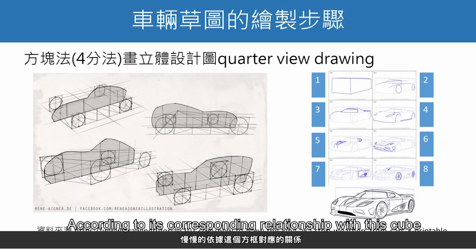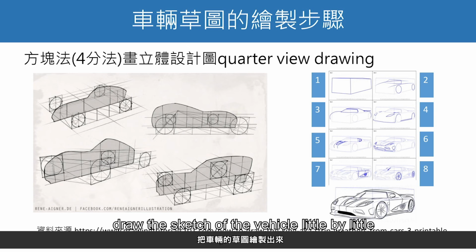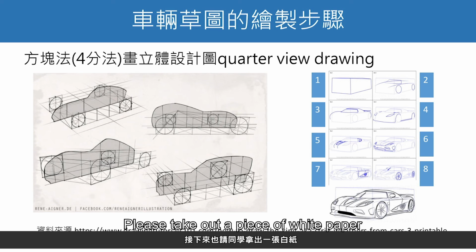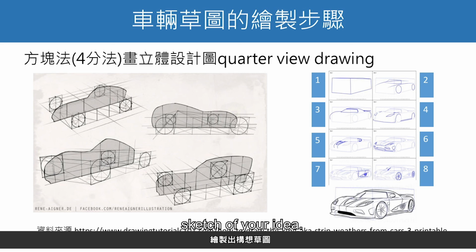According to its corresponding relationship with this cube, draw the sketch of the vehicle little by little to its corresponding position within the cube. Please take out a piece of white paper and see if you can draw a sketch of your idea.